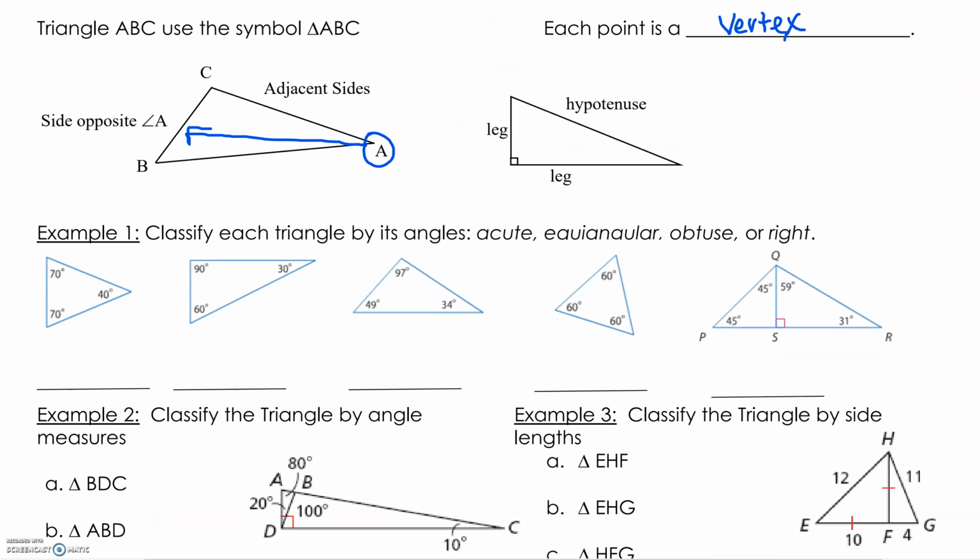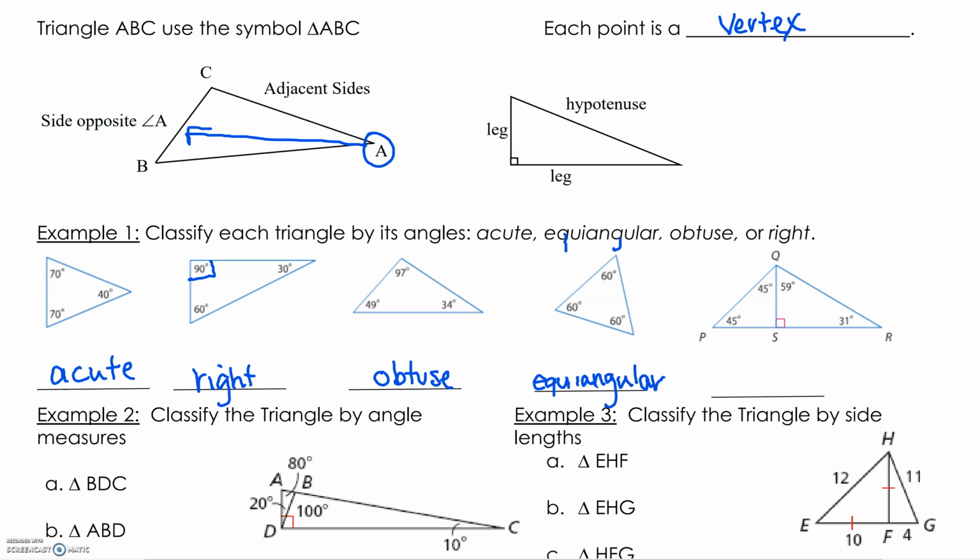Let's go ahead and classify these. We're going to use acute, equiangular, obtuse, or right. These are all less than 90, so it would be acute. This one has a 90 degree or right angle, so it's a right. This one has an angle bigger than 90, which is obtuse, so it's an obtuse triangle. These are all equal, so equiangular. We kind of see that angle word in there.